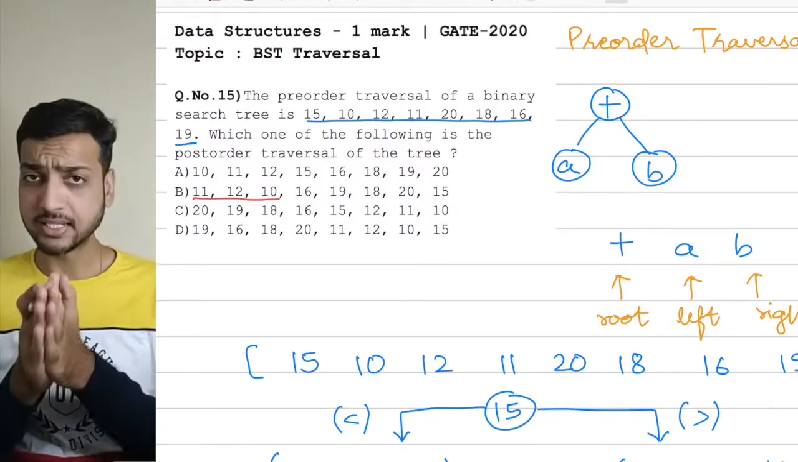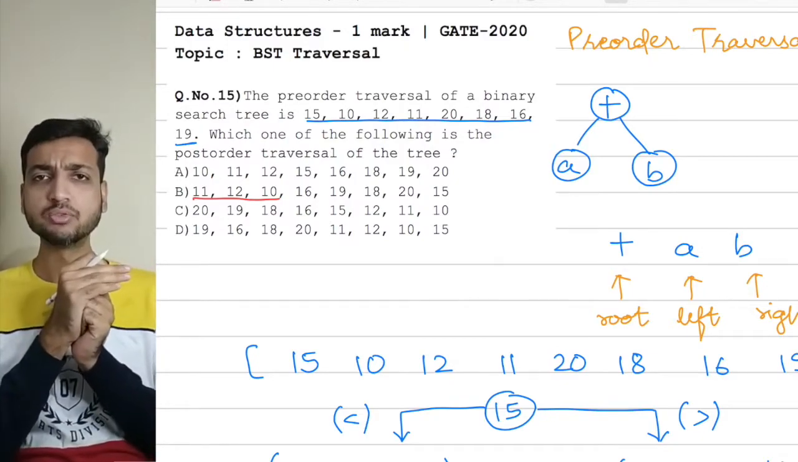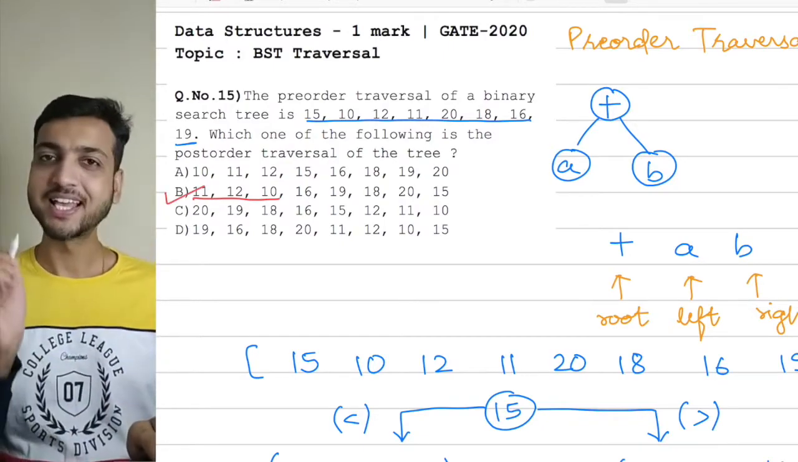So without wasting our time, because time is premium in any competitive exam, we no need to find the entire post-order traversal. We quickly go and mark option B as our right answer.